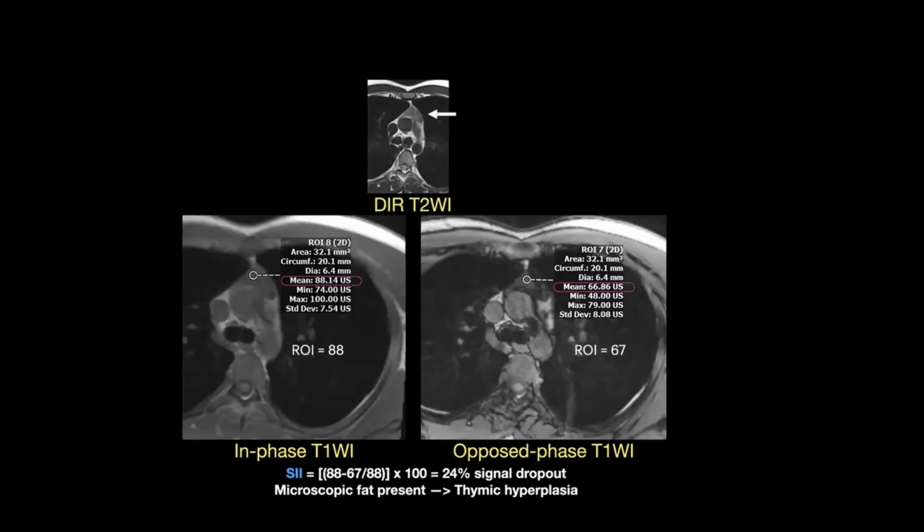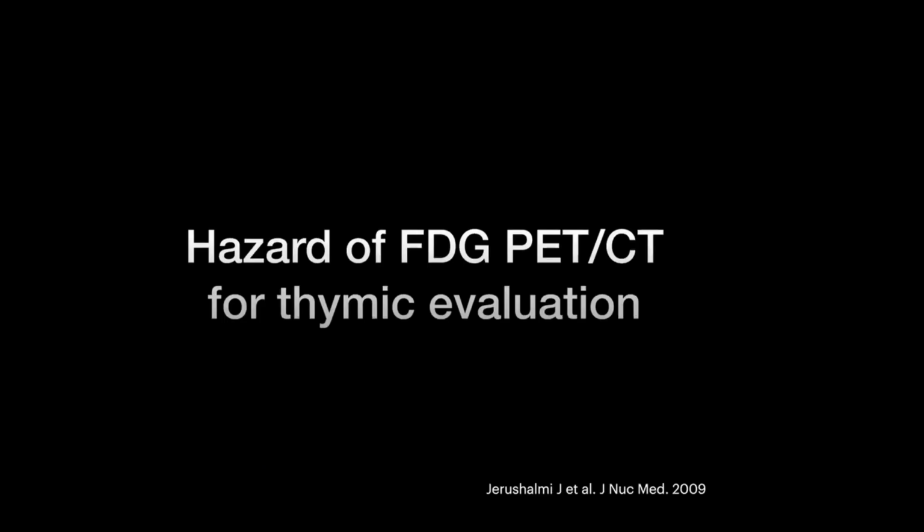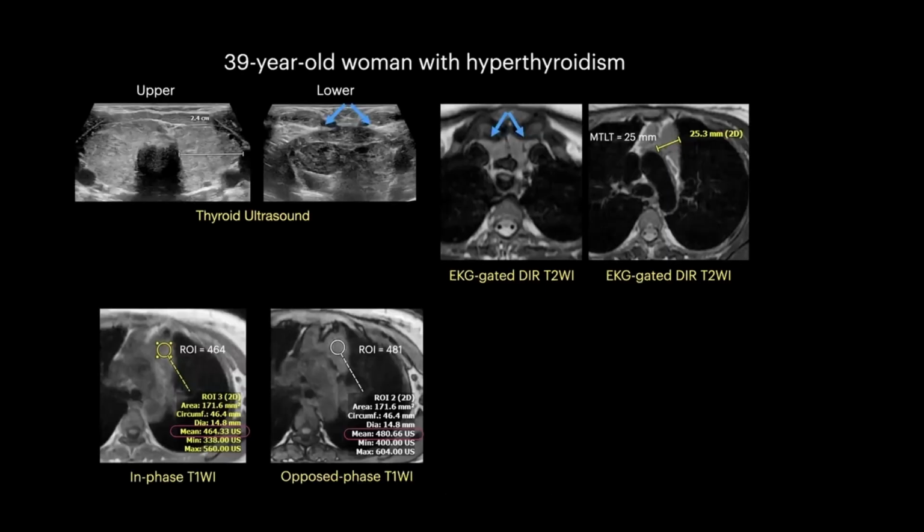You can see suppression on opposed-phase imaging, 24% signal dropout, and that this lesion again is either upper limits of normal thymus or hyperplasia, depending on the measurement. And I think it was about 22, so it's on the upper limit. So it's too much tissue for age in terms of millimeter thickness. So this case highlights the hazard of FDG PET imaging for thymic evaluation.